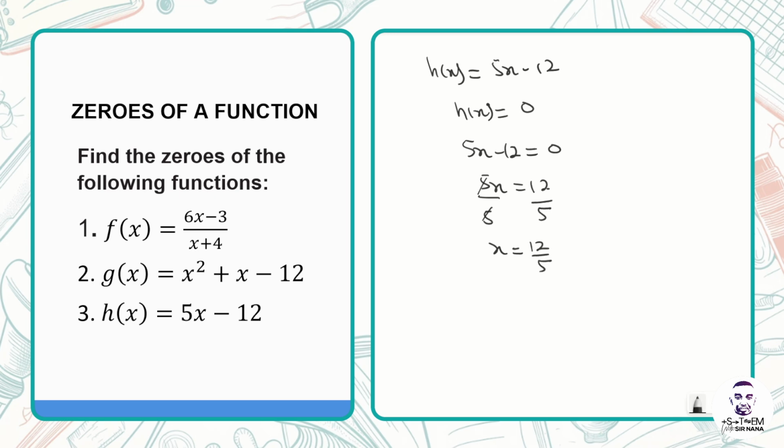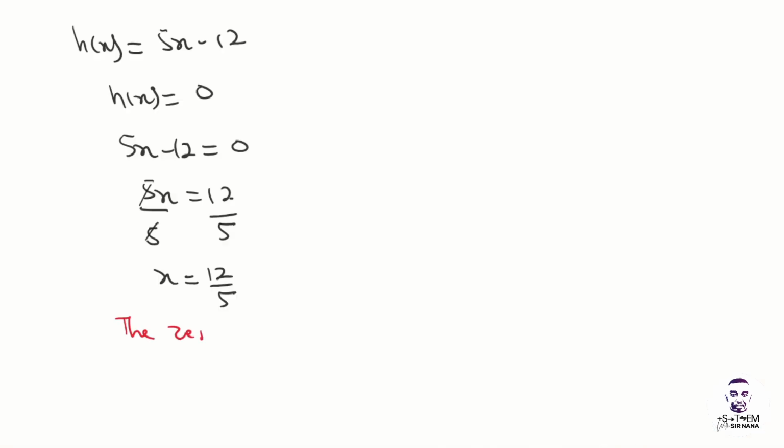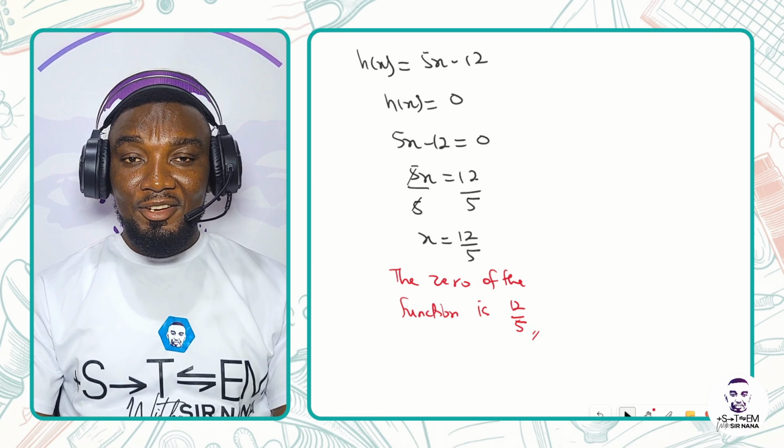So here as well, the zeros, you must always conclude. So we say that the zero of the function is 12 all over 5, right? So this is how we can find the zeros of the function. You equate the function to be equal to 0, as simple as that, and then you are able to find the zeros of the function, which are values of x, right?